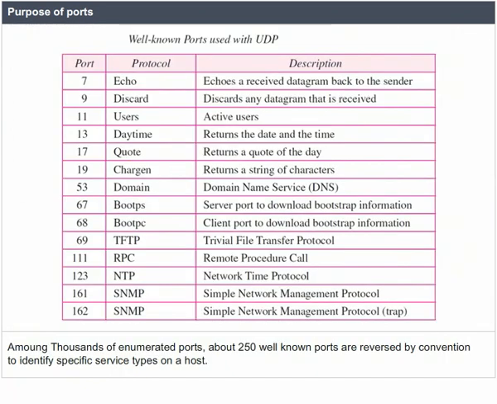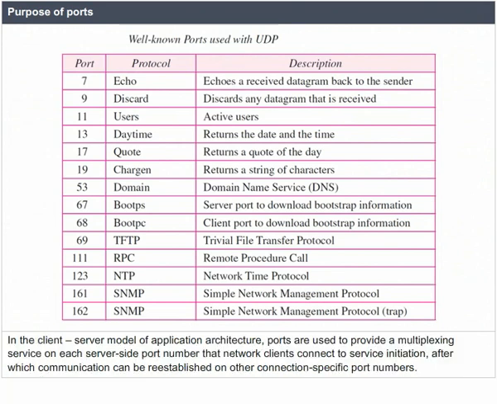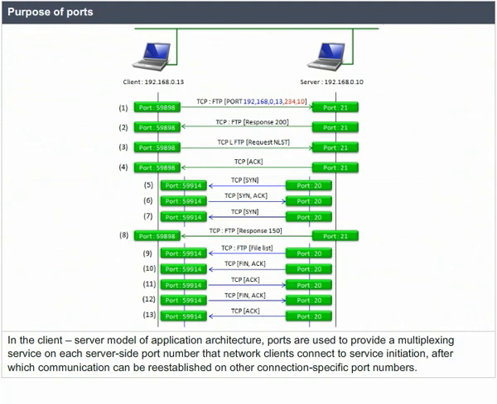Among thousands of enumerated ports, about 250 well-known ports are reserved by convention to identify specific service types on a host. In the client-server model of application architecture, ports are used to provide a multiplexing service on each server-side port number that network clients connect to for service initiation, after which communication can be re-established on other connection-specific port numbers.